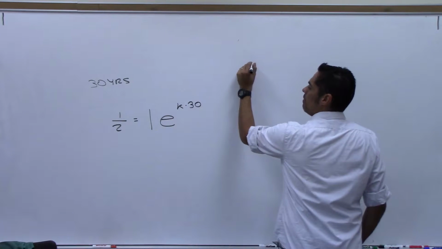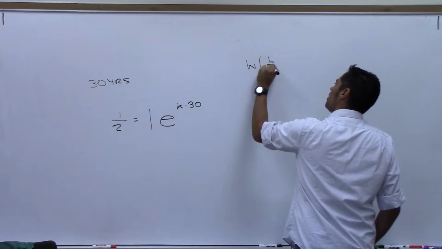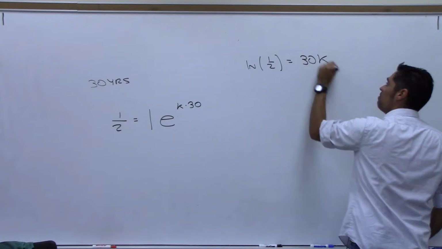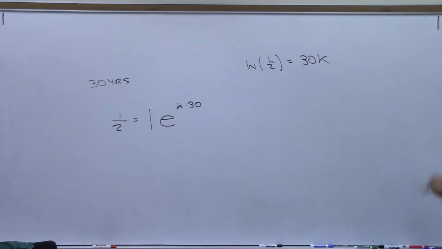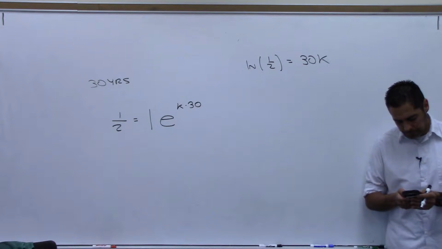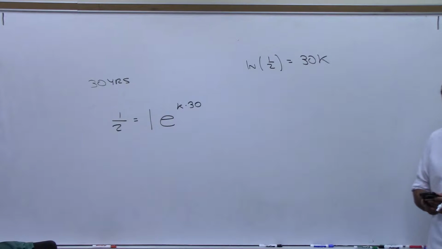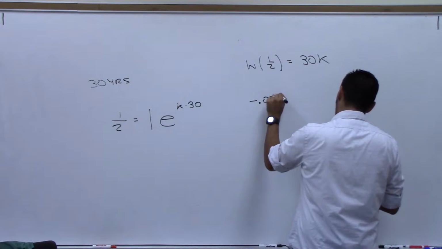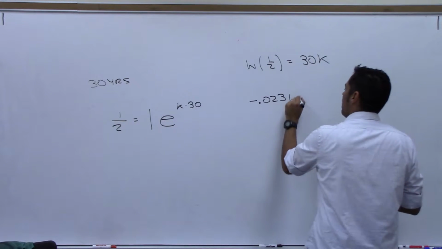So I come in and I do natural log on both sides. Natural log of 1/2 equals 30K, right? Because the e and the natural log kill each other off. And then I get on my calculator, I take natural log 0.5, and I divide that by 30. And I get negative 0.0231. I'll go with that as K.